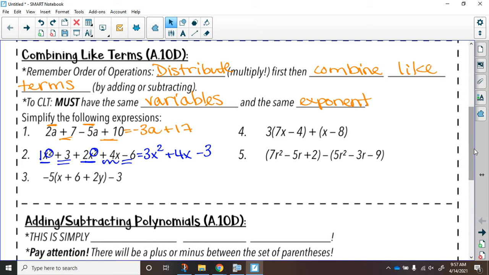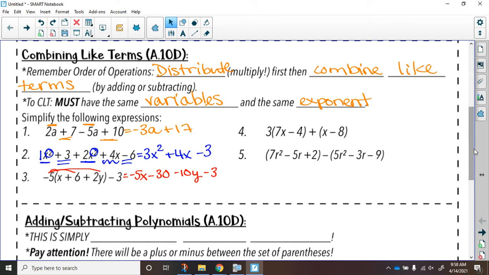Alright, so for number 3, we've got to do a little bit of work. We have to distribute first, then we can combine. So we have to get rid of the parentheses by distributing the negative 5. And that leaves us with negative 5x minus 30 minus 10y. And then that negative 3 at the end just follows on over.